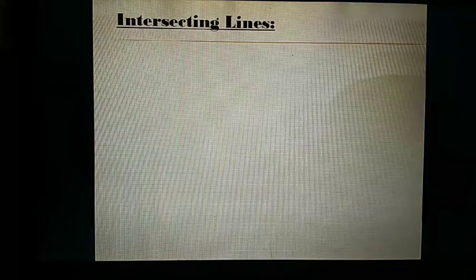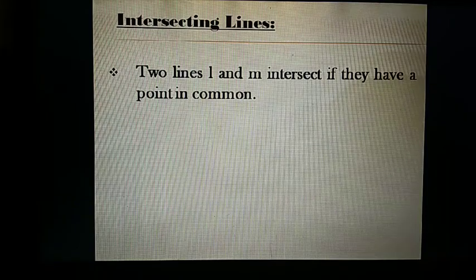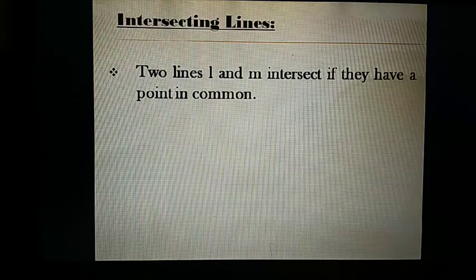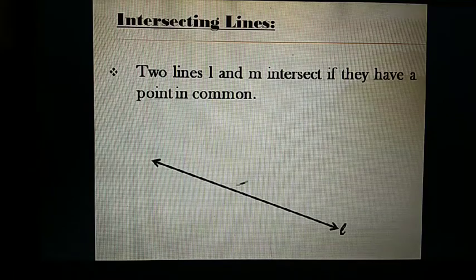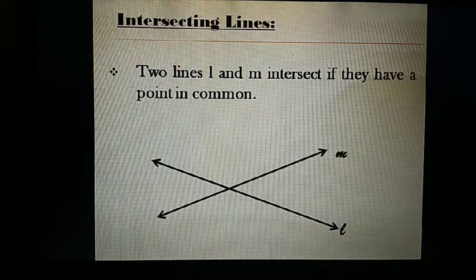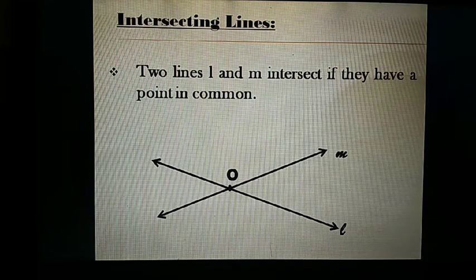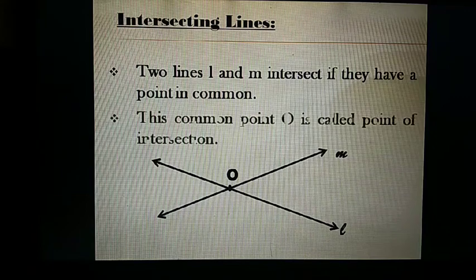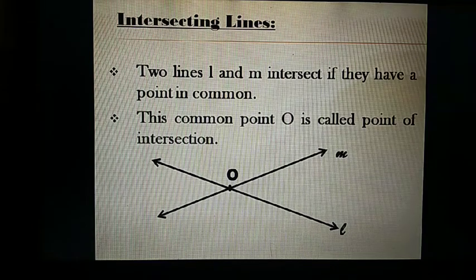Today we will start with a new topic, intersecting lines. Two lines L and M intersect if they have a point in common. L is a line, M is a second line. They both are crossing each other at a point O, so O is a common point. This common point O is called point of intersection.